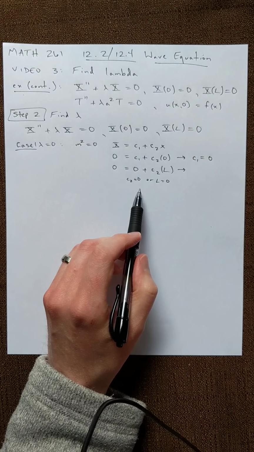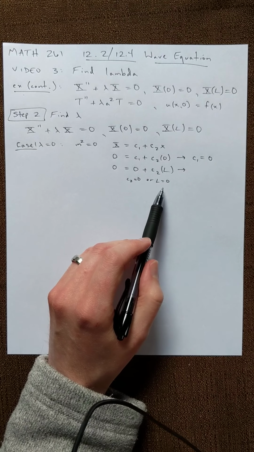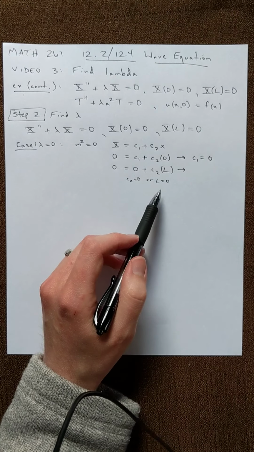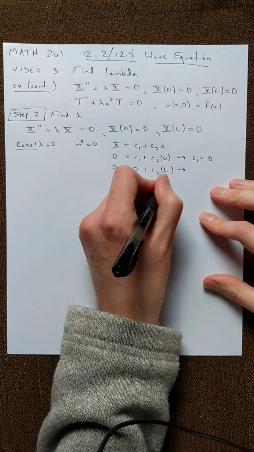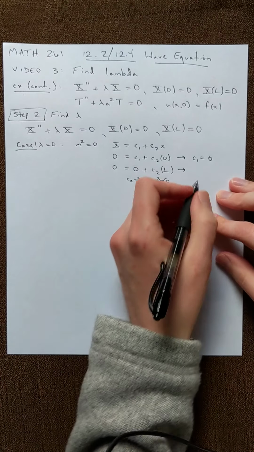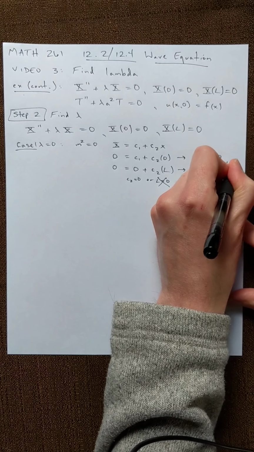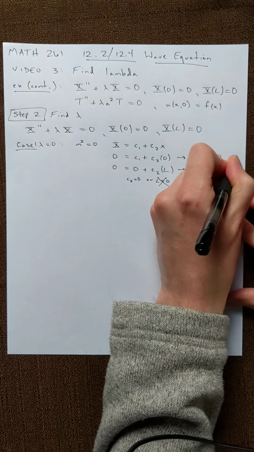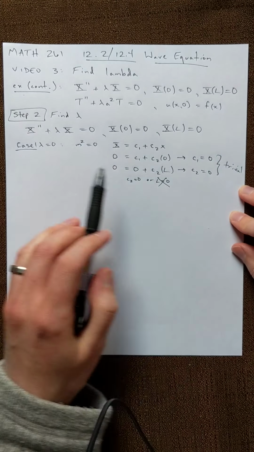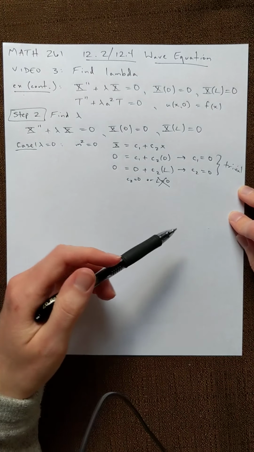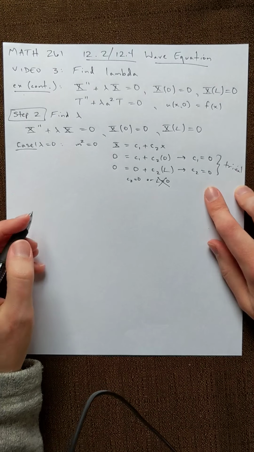And same justification as the heat equation. We can't be plucking this string of a guitar with length 0. It doesn't make sense. So we're going to ignore the L equals 0 case and say c2 has to be 0. When these two things happen together, we're going to end up with a trivial solution. Not just because x is trivial, but because u of x and t is also going to be 0.